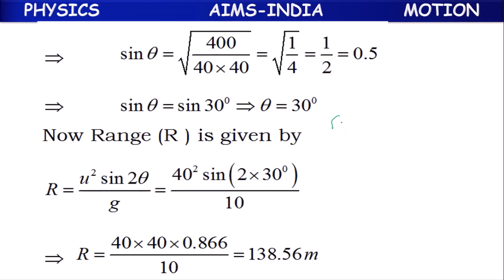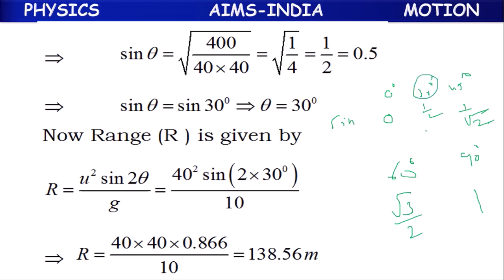Because in the sin table, 0 degrees value is 0, 30 degrees value is 1 by 2, 45 degrees value is 1 by root 2, sin 60 degrees value is root 3 by 2, sin 90 degrees value is 1. These values we have to remember, children. So sin 30 degrees is 1 by 2. So in the place of 1 by 2, we can keep sin 30.